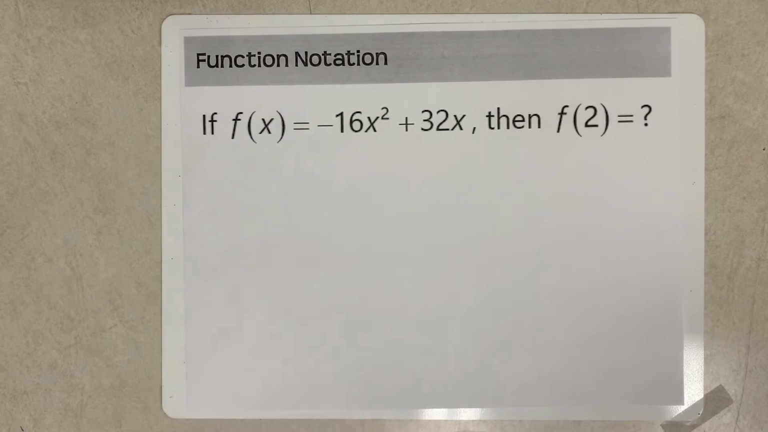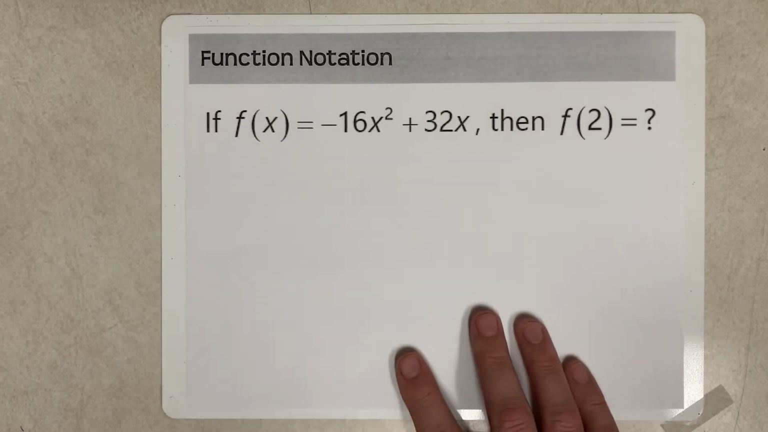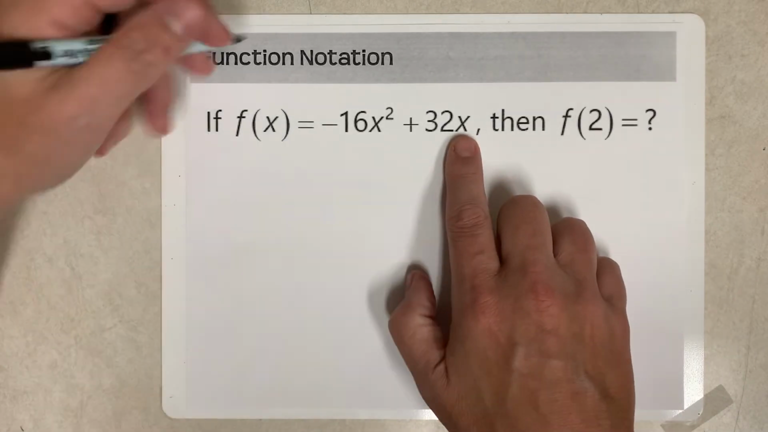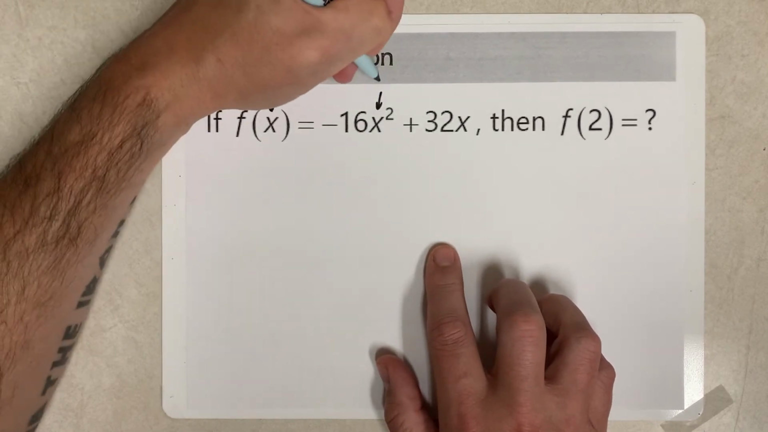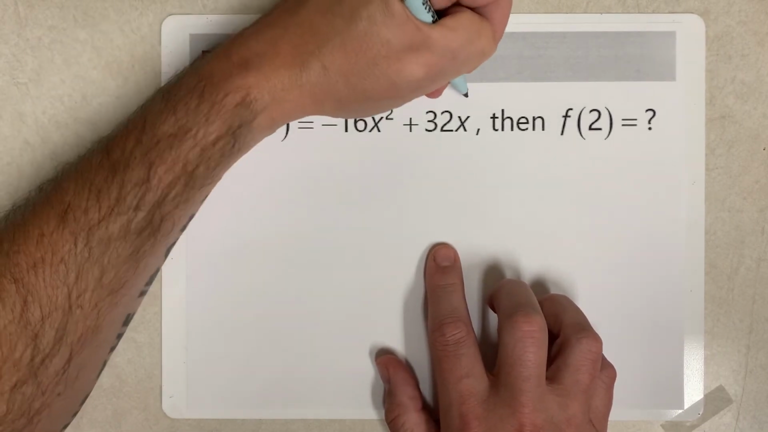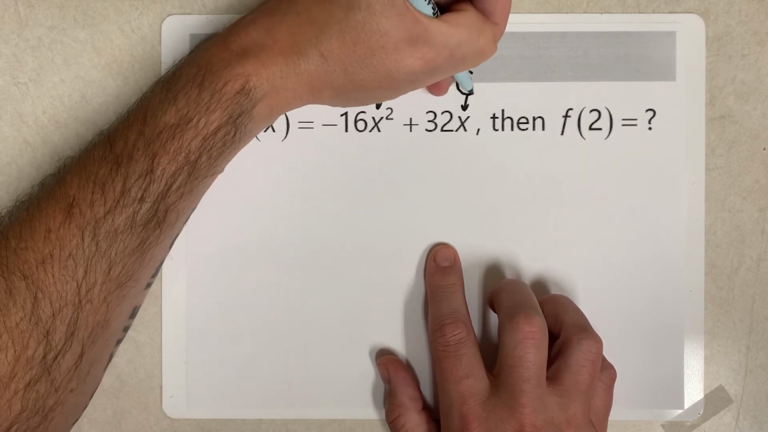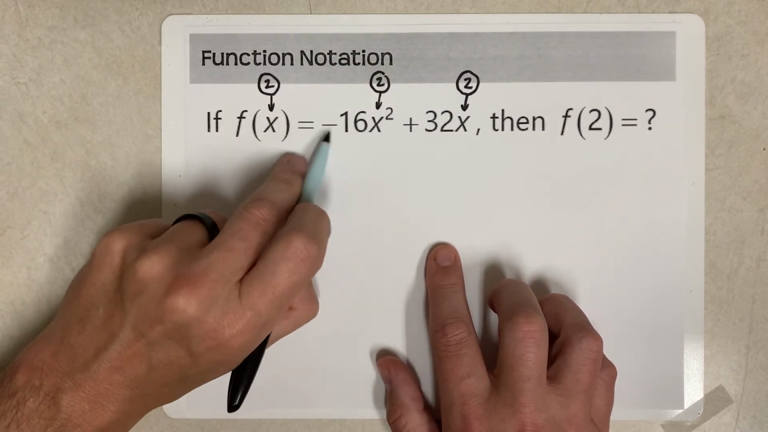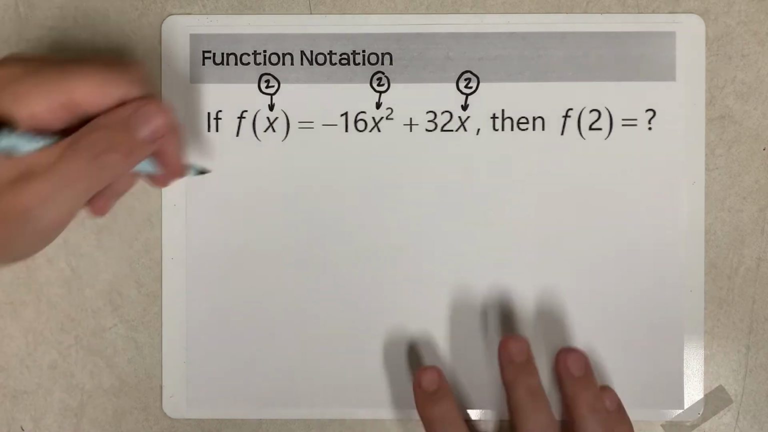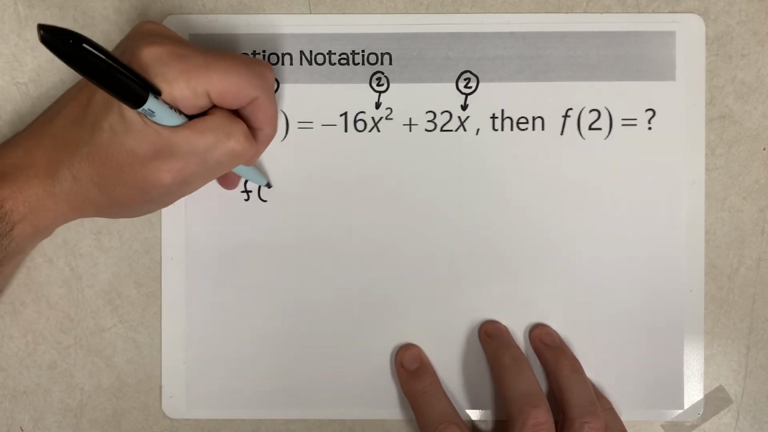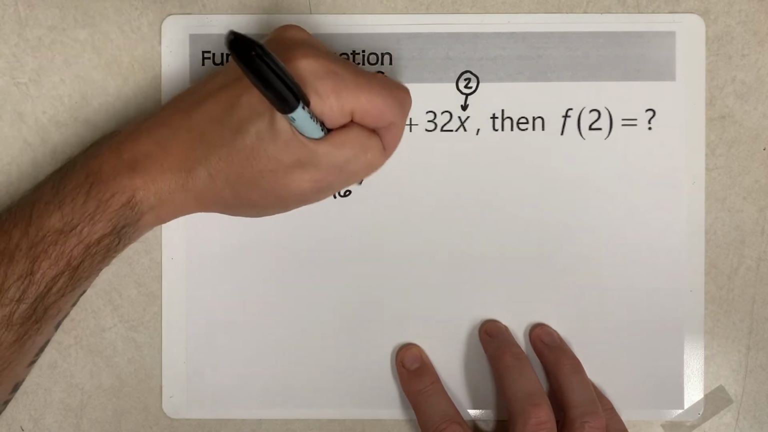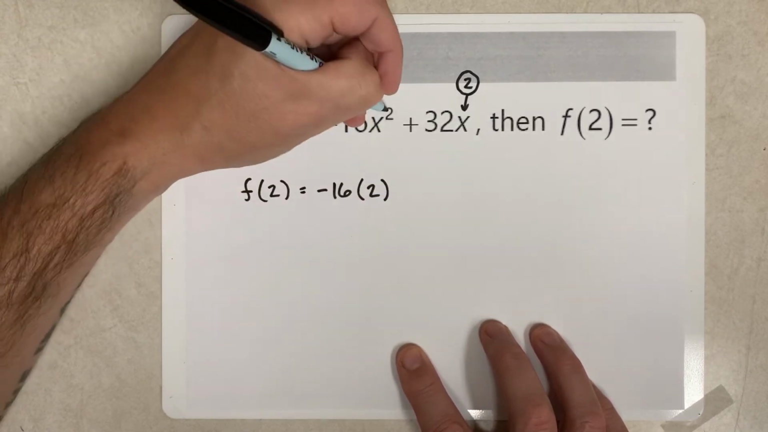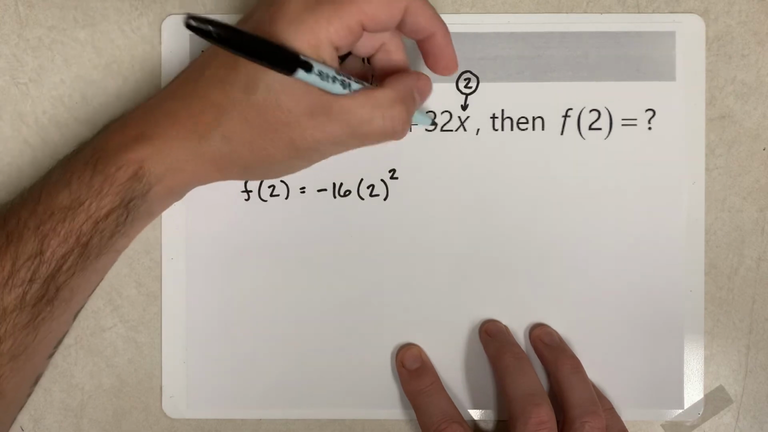And our last example, we have one more quadratic to show you. 2 places to plug it in. So 2, 2, and 2. This time we have a coefficient in front of the x squared, a negative 16, so we got to be careful of that. So f of 2 equals negative 16, parenthesis 2 squared, plus 32.